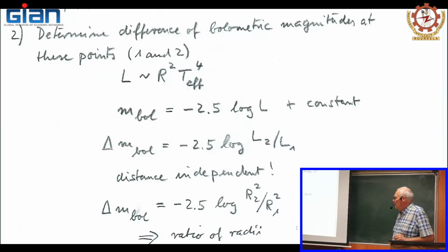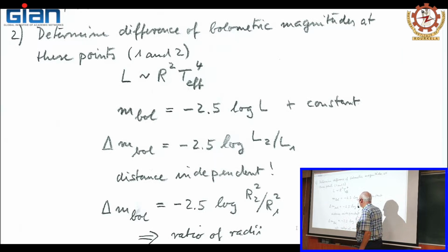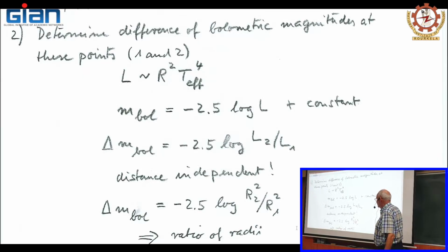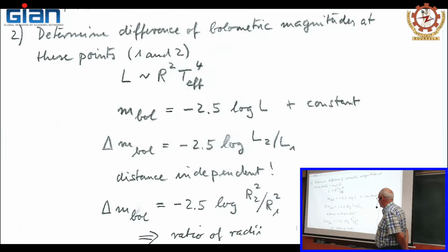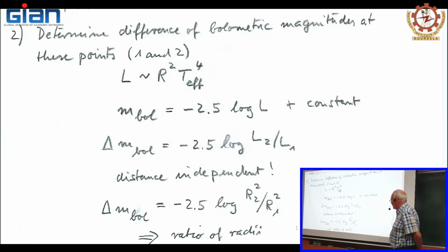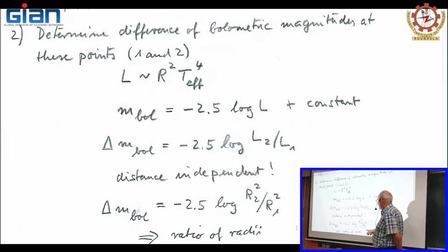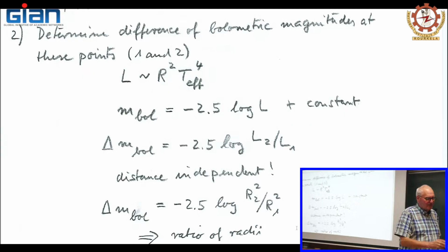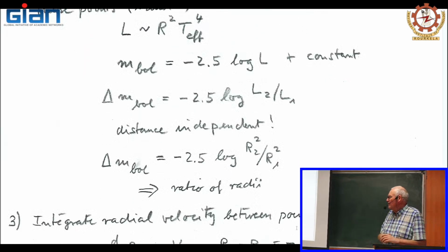Okay, if we now know, taking the Stefan-Boltzmann law, that the effective temperatures at points 1 and 2 are identical, this means that delta M bolometric is minus 2.5 times log of R2 squared over R1 squared. Any other quantity cancels. So from this difference in bolometric magnitude at 1 and 2, we get the ratio of radii. The question is now, how do we get the radii themselves?